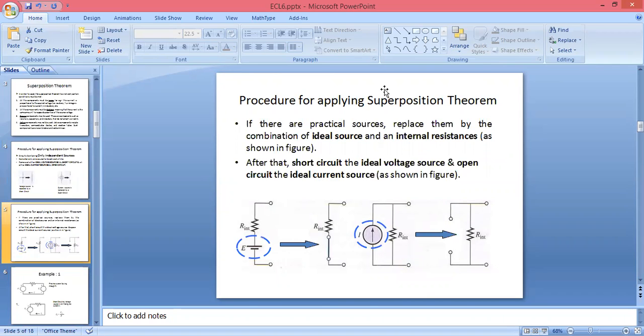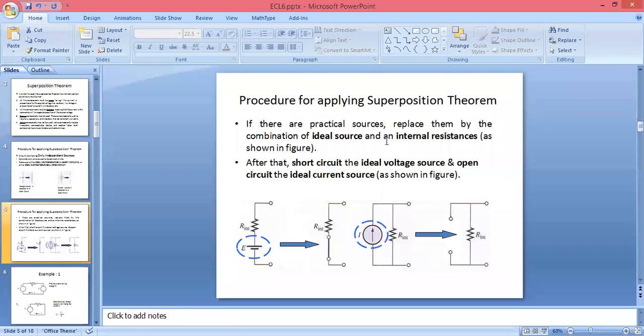If there are practical voltage sources, replace them by a combination of an ideal source and the internal resistance. We have seen in source transformation in yesterday's session how to convert a voltage source into a current source and a current source into a voltage source. We give the voltage source a resistor in series, and for a current source, in practice we take an internal resistance.